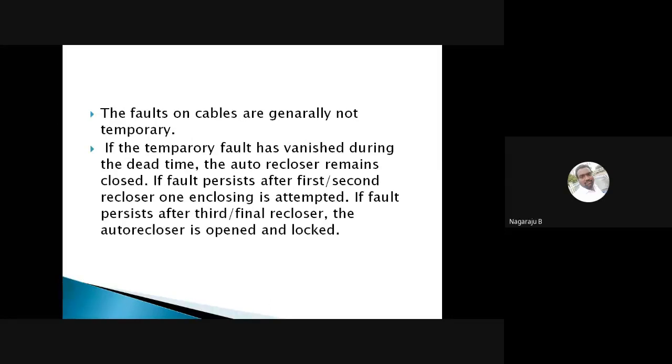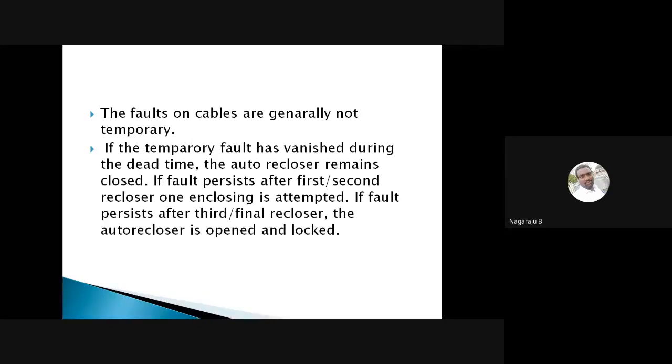3 operations are done, and when that fault is permanent, it means you need to open that particular thing. 4 operations are there. These 4 instant operations happen. Automatically the auto recloser is going to open and lock.